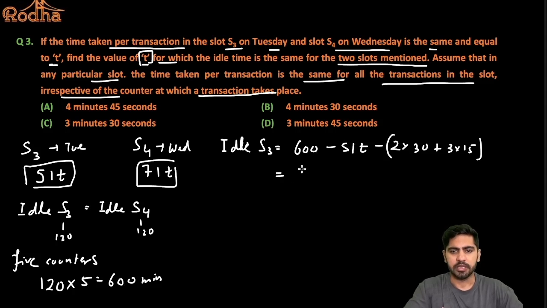So I'll get 600 minus 51t, minus, because it is closed, 60 and 45, that is 105. So I can say 600 minus 105 is nothing but 495 minus 51t. All right.